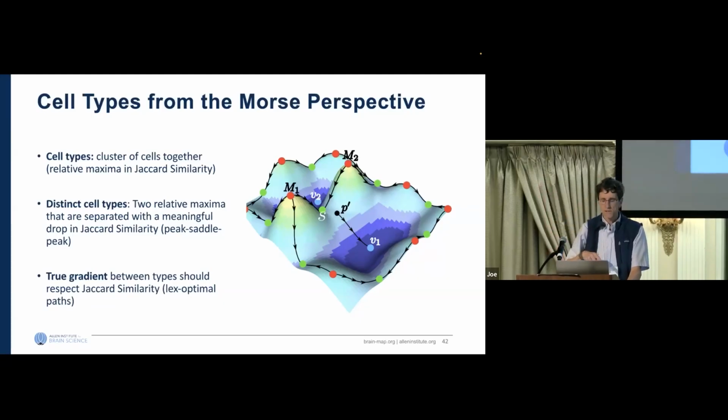And it turns out that we have found that the best measurement for similarity is basically a Jacquard index between two cells. So two cells, what they do is that they look at all their neighbors, and you can use kind of correlation of the expression vectors.